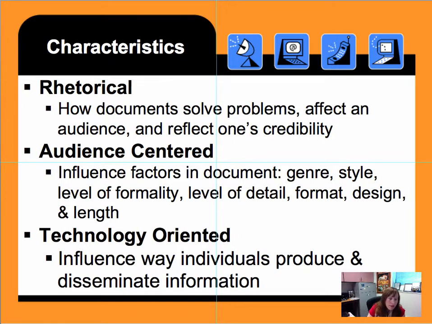For audience-centered, your audience is always an important consideration for technical communicators. The workplace writer's primary purpose is not to express personal feelings or opinions, or simply to transmit factual information. Instead, the workplace writer's purpose is to shape that information to help readers achieve their goals or overcome their problems.